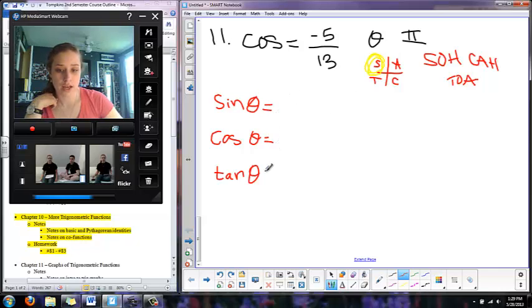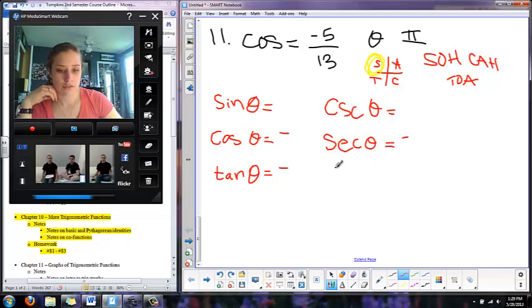Also, while I'm doing that, I would note that because we're in the second quadrant, cosine is negative, tangent's negative, and their reciprocals are going to be negative as well. So sine and cosecant are the 2 that are positive. That one's negative, and so is cotangent.